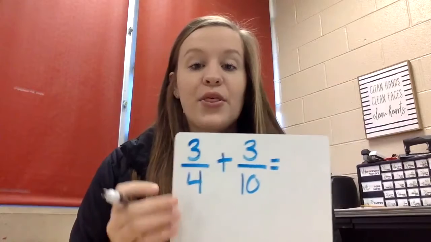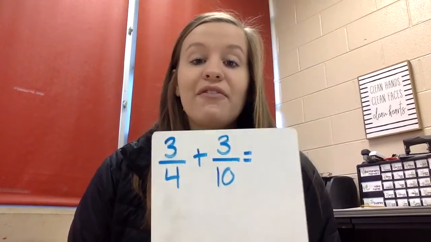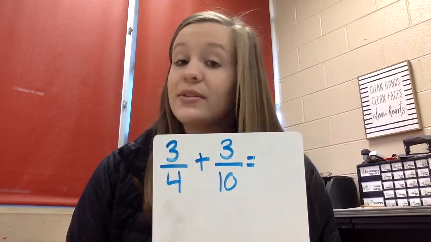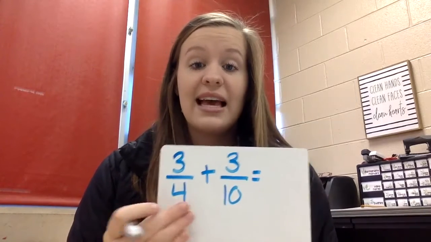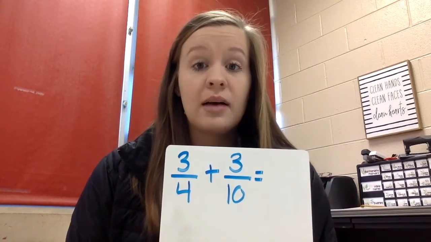Our first problem is an addition problem, and it is 3/4 plus 3/10. So what is the first step that we have to do? Because we cannot add fractions with unlike denominators. That's right. We need to find a common denominator.